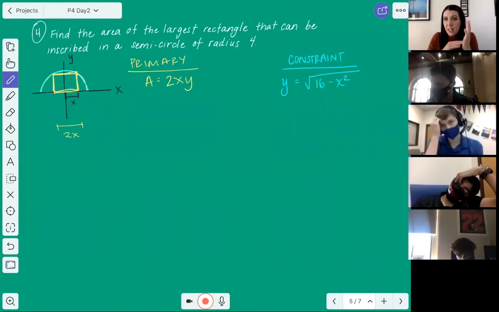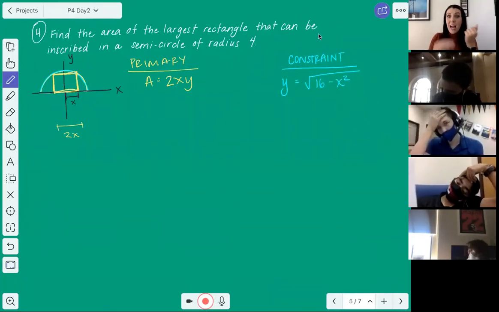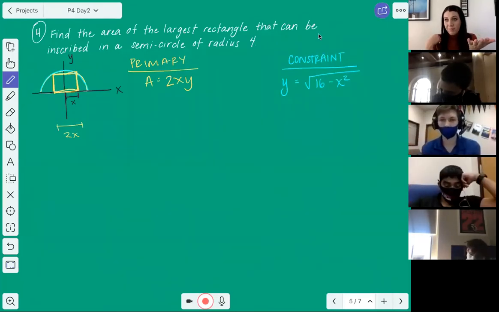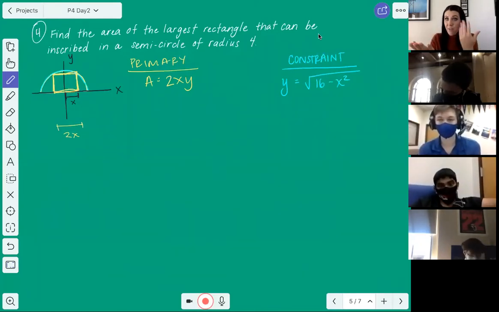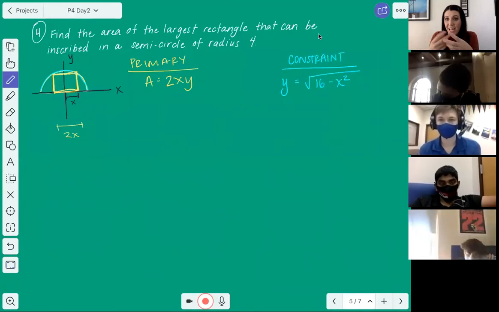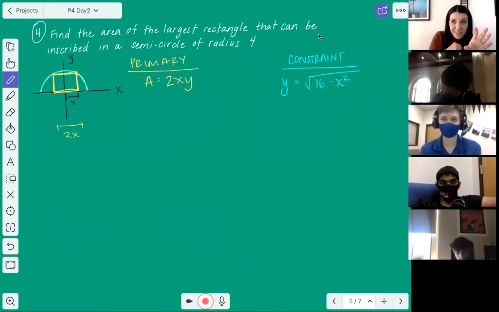It was a hard setup and it's still a hard problem because now I'm going to have 2x, a function, times another function. That's a hint. Okay, I'm going to need the derivative, and I have two functions times each other. And in one of those functions, I have the square root of another function inside of it.